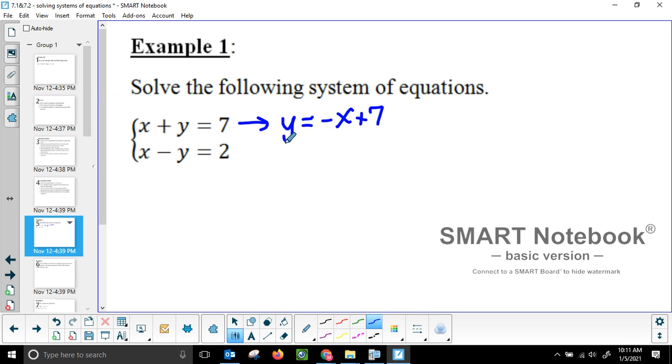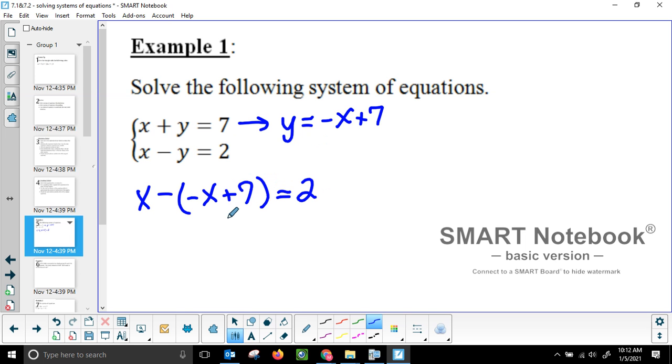All right, well, remember in math, whenever two things are equal, they are interchangeable, right? So wherever I see a y, I'm allowed to replace it with -x plus 7. So I'm going to go ahead and do that in this second equation here. So I have x minus, but instead of y, I'm going to replace that with -x plus 7. And then that's still equal to 2.